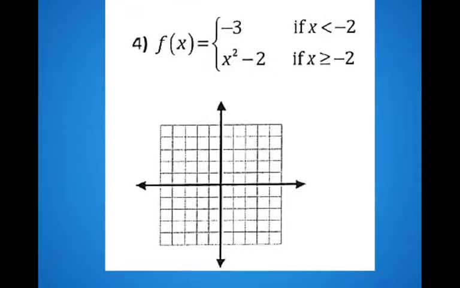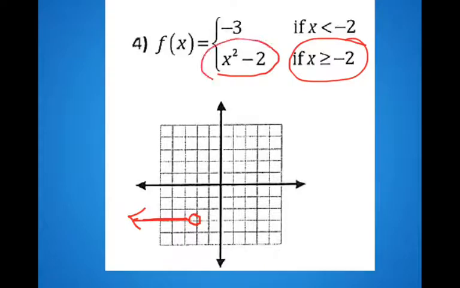I'm going to do this one. So this one says that whenever x is less than -2, the y value is -3. So that would be an open circle, and that would go this way. And then it says whenever x is greater than or equal to -2, the y value is basically going to behave like a parabola. So I can start plugging in some points.